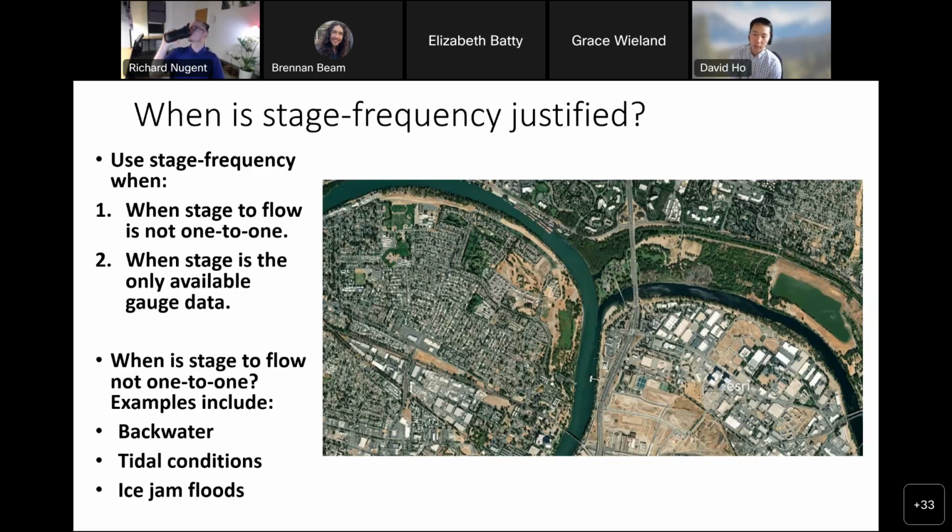And if you didn't know, the Sacramento River can also get affected by tides since the river flows out into the ocean. The tides can actually end up affecting the Sacramento River stages. And so the stages at the Sacramento River also do not have a one-to-one relationship.